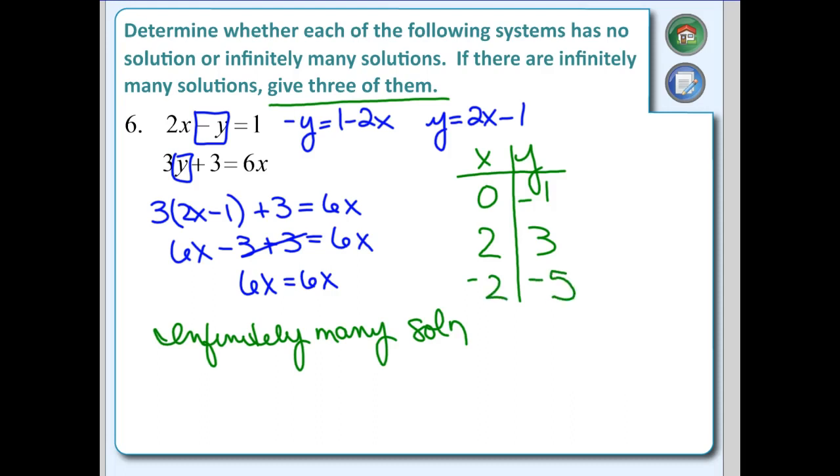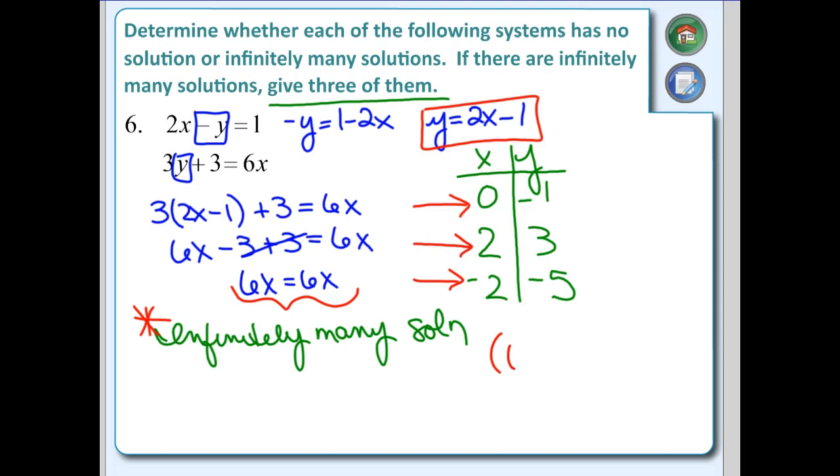So if they wanted 3 answers after I realized that, oh, the exact same thing equals the exact same thing, that's infinitely many, just like yesterday when we had the lines coincide, I can just use this equation, do an input-output chart for 3 different numbers, and there's my 3 answers. I have 0, negative 1, I have 2, 3, and I had negative 2, negative 5.